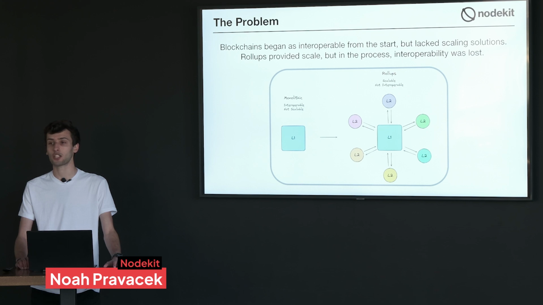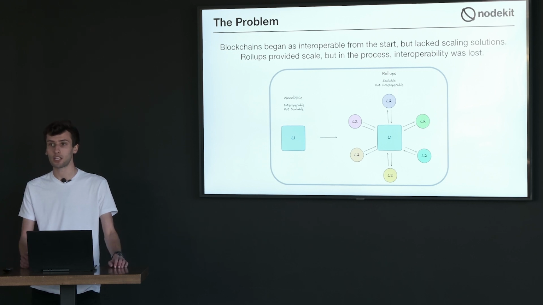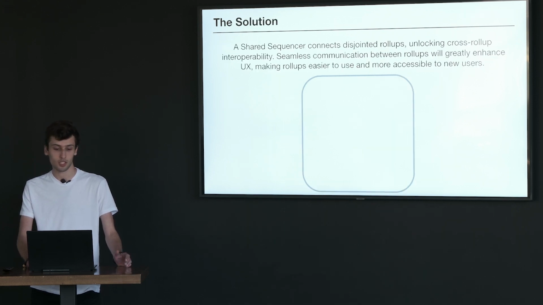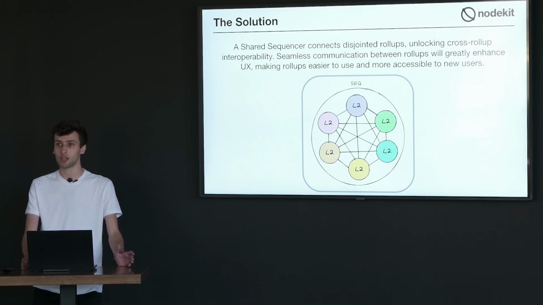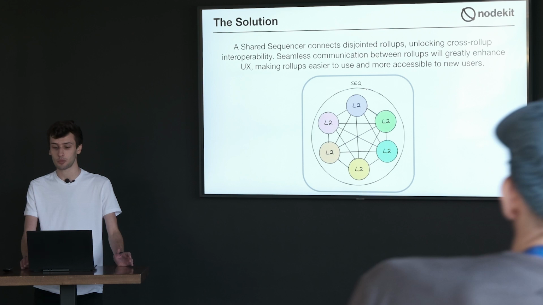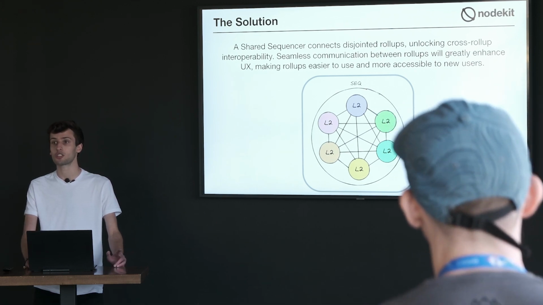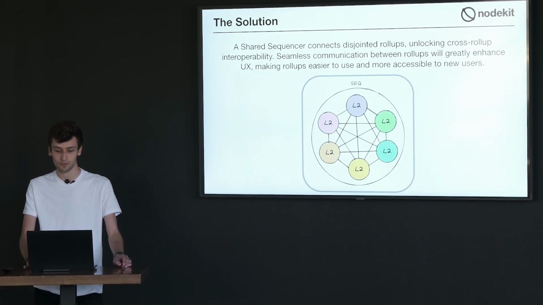Currently, blockchains are pretty fragmented, and rollups, at least on Ethereum, were built to help alleviate that fragmentation. But in the process, you really lost all the interoperability between them, leading to large liquidity fragmentation. So what we're building on NodeKit is a shared sequencer called Seek, which helps connect all these disjointed rollups, alleviating communication and allowing for much faster communication, making rollups easier to use and more accessible to new users.